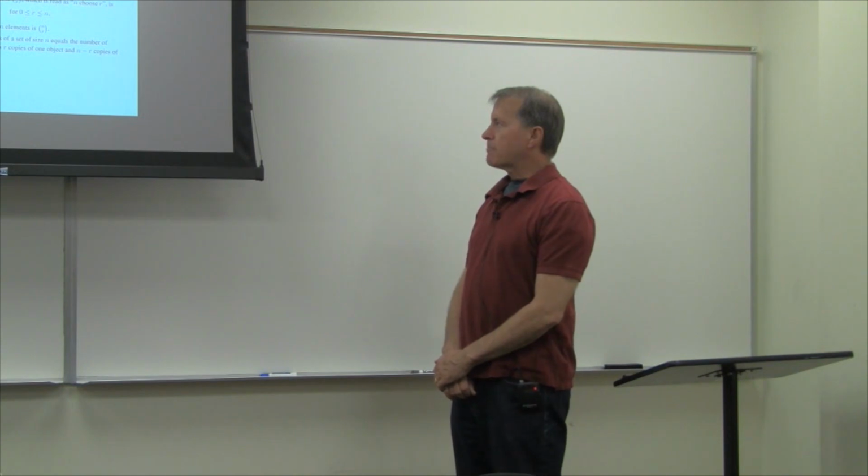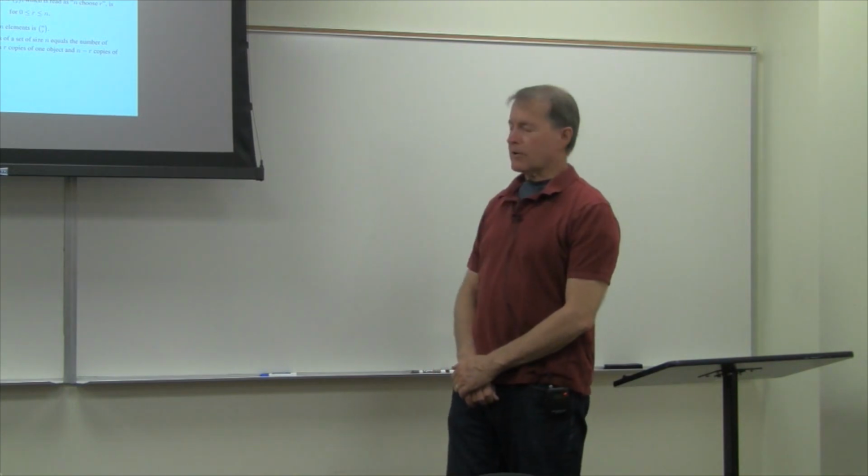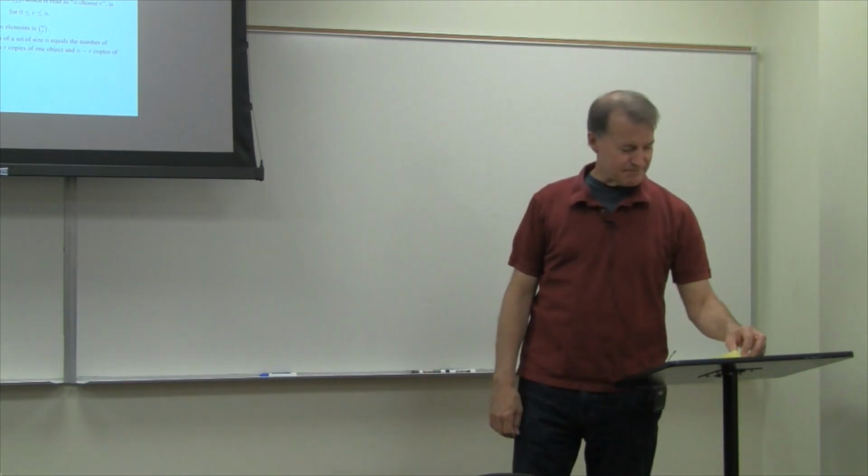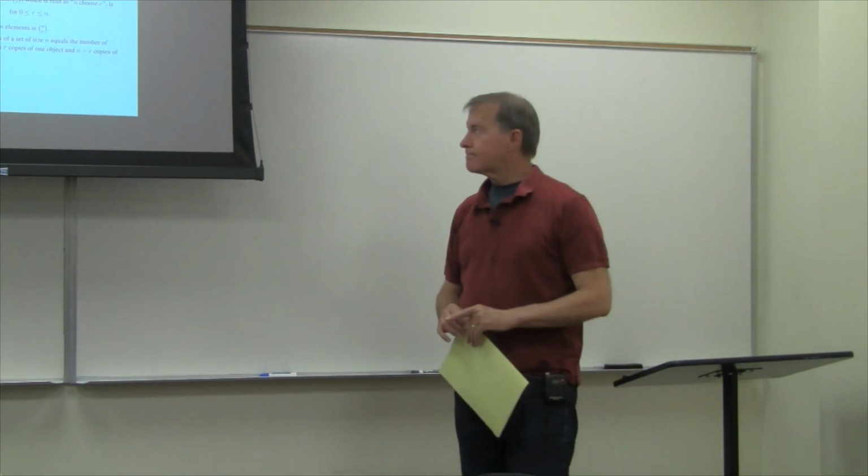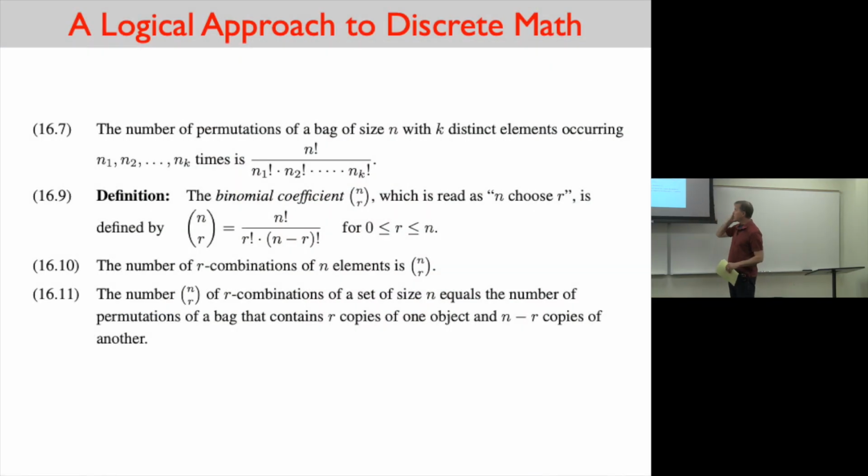Today we're going to finish up our counting exercises, combinatorics. We just looked at the end of class last time at the definition of the binomial coefficient. n choose r is defined to be n factorial divided by r factorial times n minus r factorial. All right?